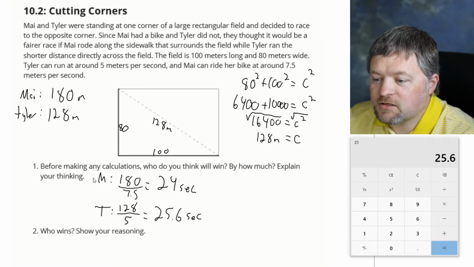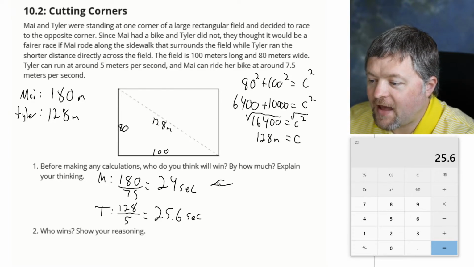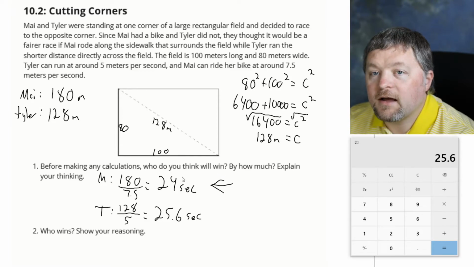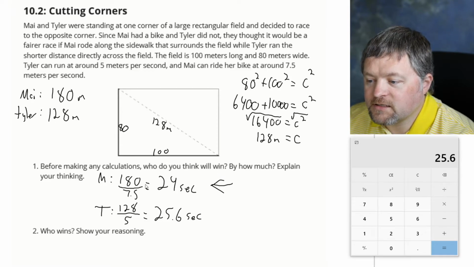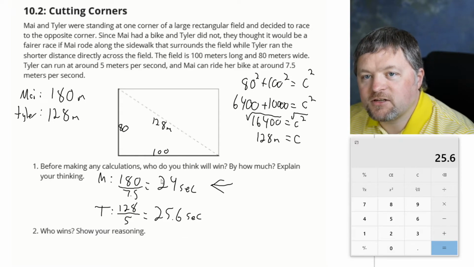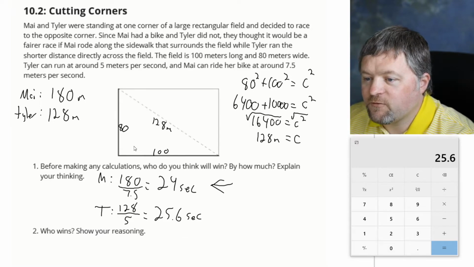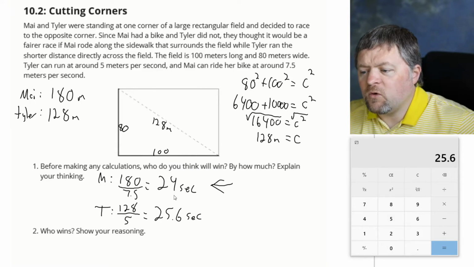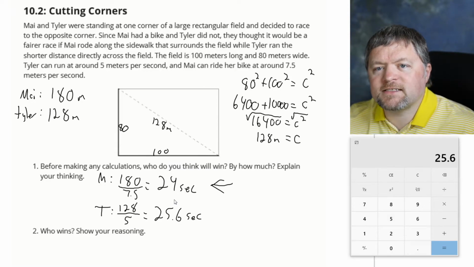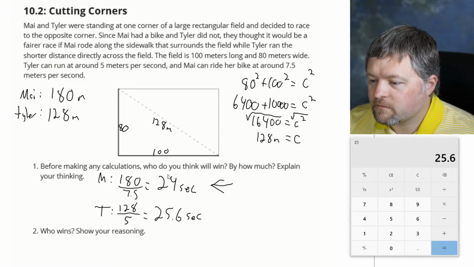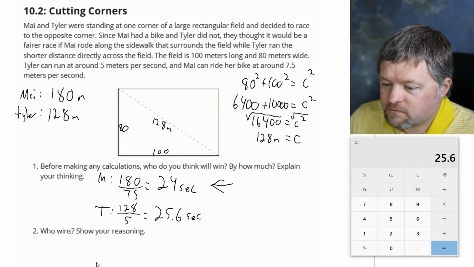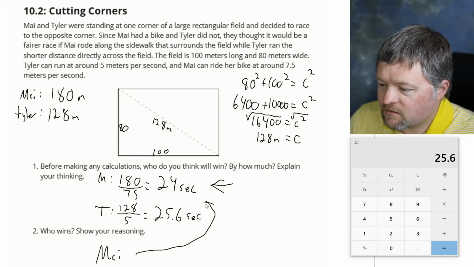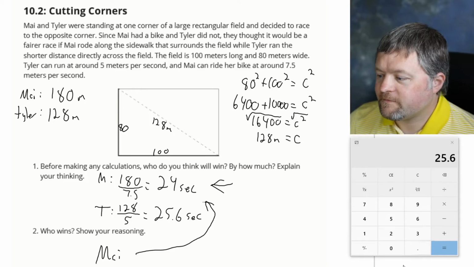Well, it sure looks to me like the person who was traveling faster but more distance won the race. It was actually a pretty close race. Very different speeds. Mai's going 1.5 times the speed of Tyler, and only won by 1.6 seconds. So who won? Mai won. Show your reasoning. That's what I just did up there.